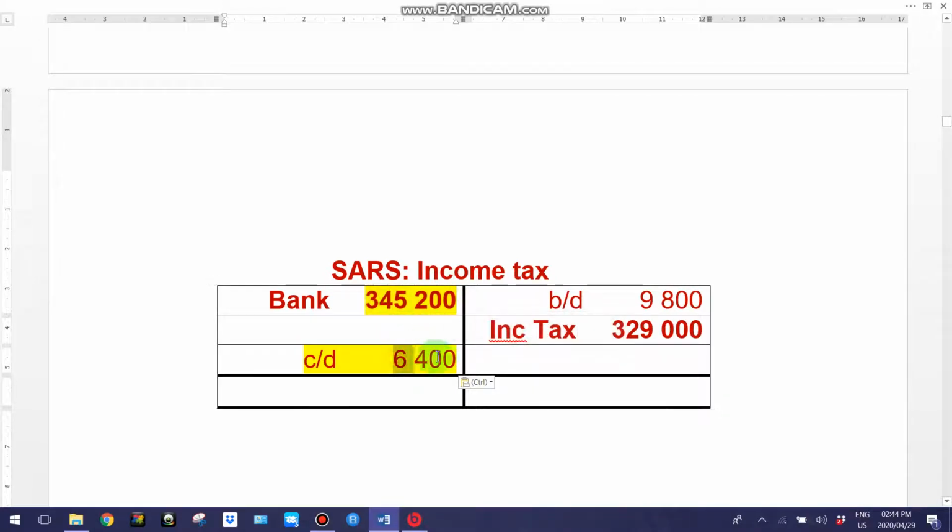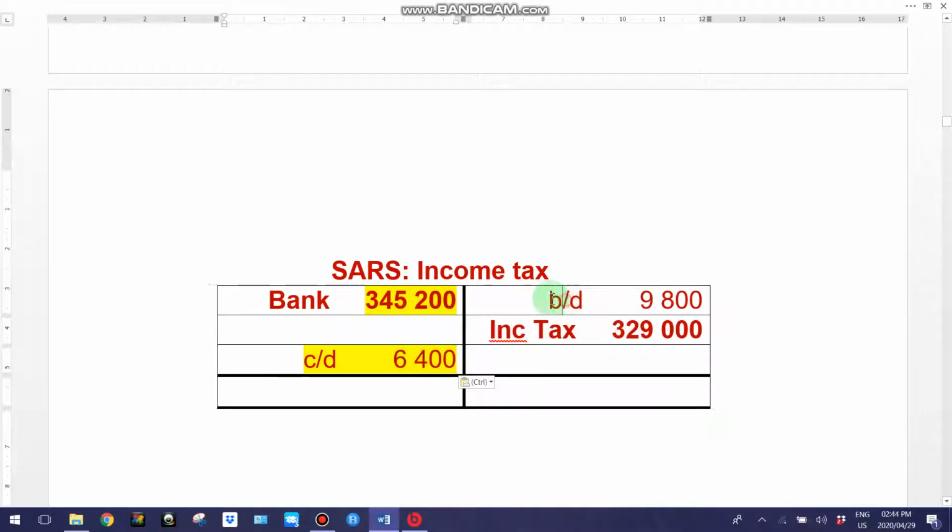345,200 minus this amount, which means I have to add this too. I'll get a total there. I subtract this amount to get the amount that I actually paid SARS. So the balance for SARS can change. The opening balance can be a debit. The closing balance can be a credit.